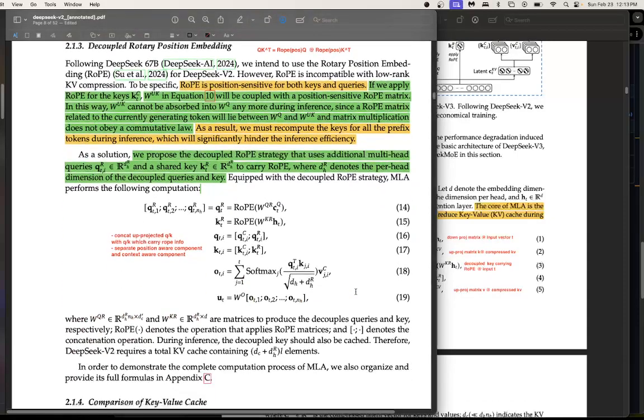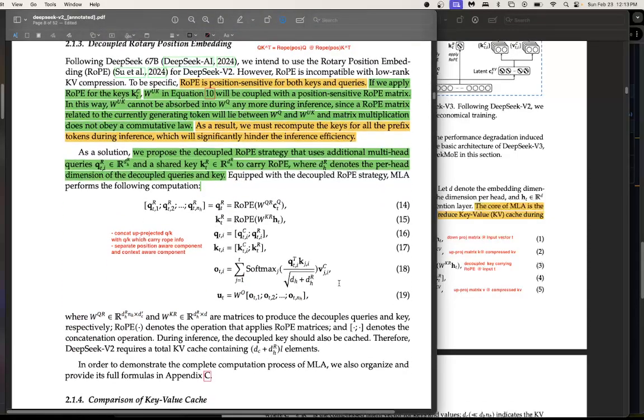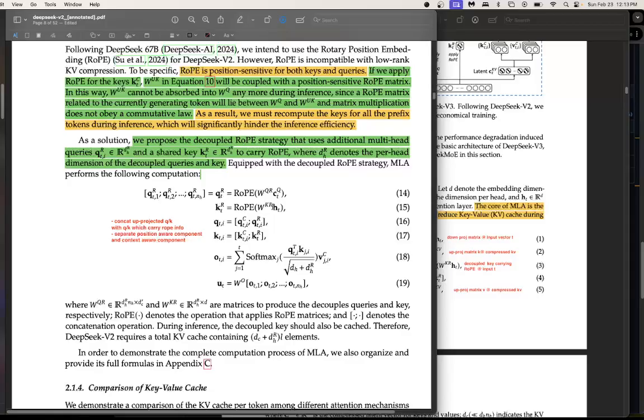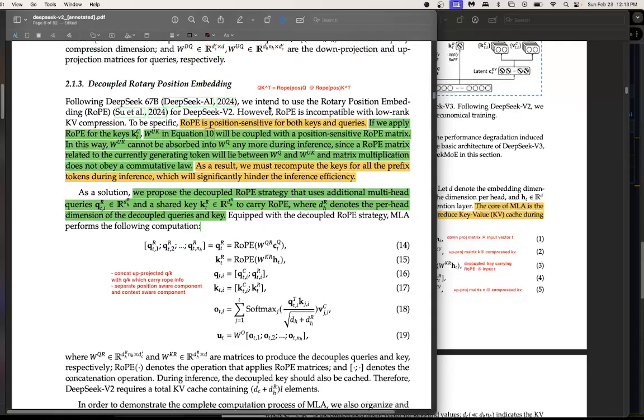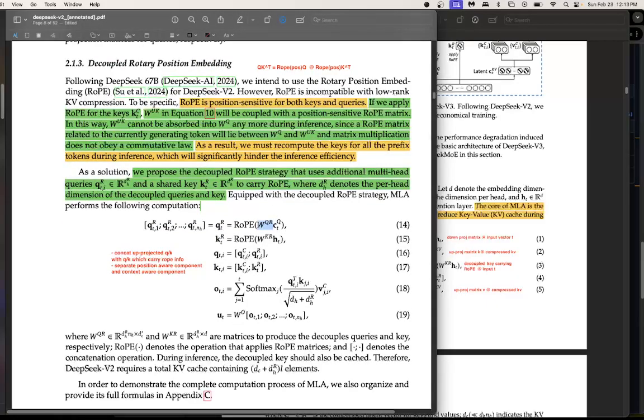So what they do is something pretty crazy. It makes sense, I guess, but they try to decouple the positional information from the context-aware information in the queries and the keys. So they have a separate matrix. You have your compressed query, the latent query vector, and then instead of doing up projection and then applying rope, because then we'll have that problem, they have a separate matrix and then apply rope to get this QR, where QR holds the positional information.